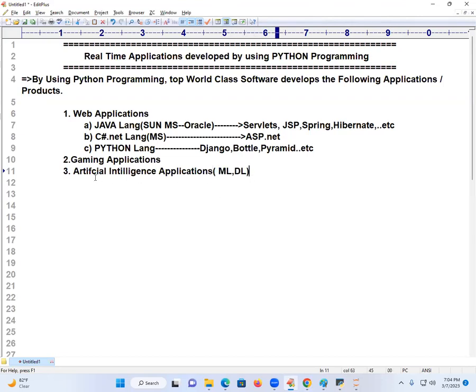This is used in artificial intelligence applications. We are using what? Exclusive modules we are using. Those modules are available in which language? Already people attempted to develop using Java. Writing Java code is so complex. Writing C#.NET code is so complex.